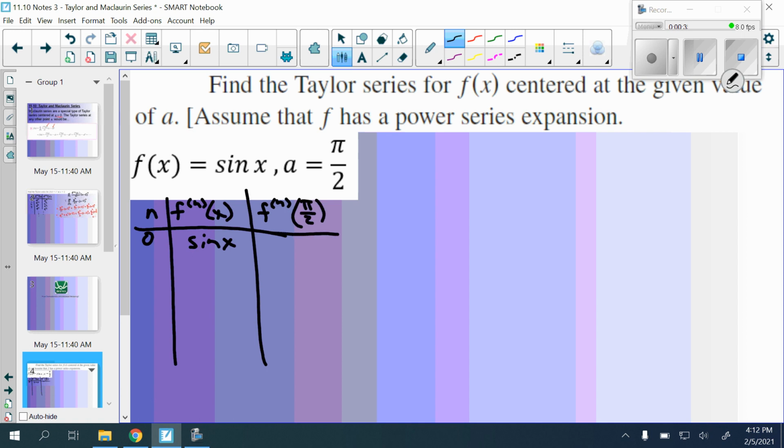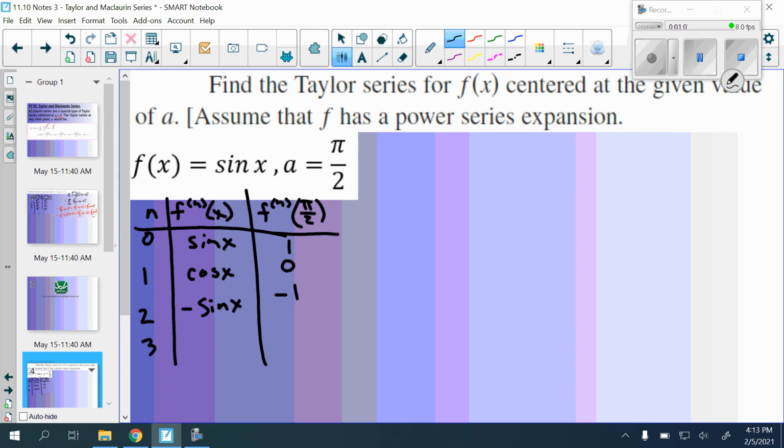So if you did sine pi over 2, that's at 90 degrees. Our y value at 90 degrees is going to be 1. You can check that with the calculator too. All right, now let's find our first derivative. The first derivative of sine x would be cosine x. Cosine x at pi over 2 would be the x value at 90 degrees, which would be 0. Our second derivative would be negative sine, evaluated at pi over 2 would be negative 1.